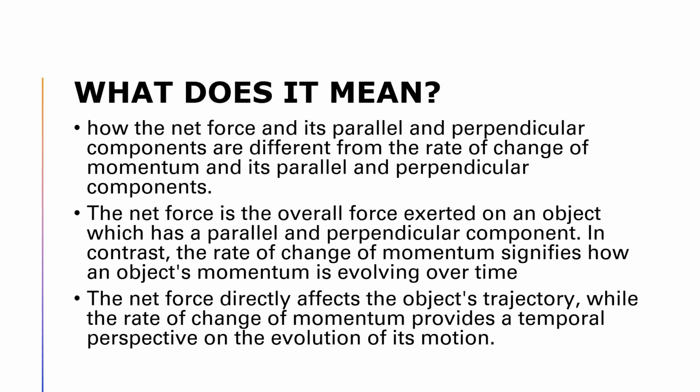The "what it means" statement is asking us how the net force and its parallel and perpendicular components differ from the rate of change in its parallel and perpendicular components. The net force is the overall force exerted on the object, which has a parallel and perpendicular component. In contrast, the rate of change of momentum signifies how an object's momentum is evolving over time. The net force directly affects the object's trajectory, while the rate of change of momentum provides the temporal perspective on the evolution of its motion.